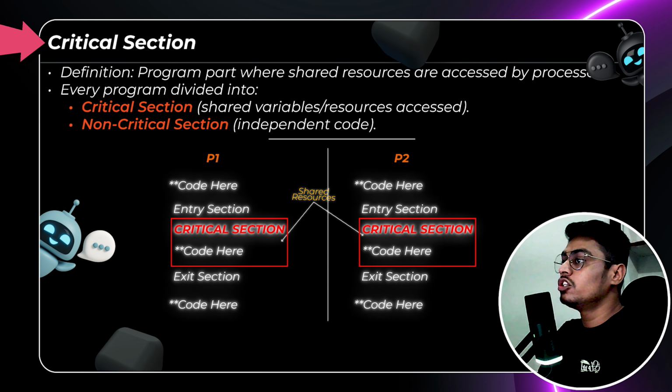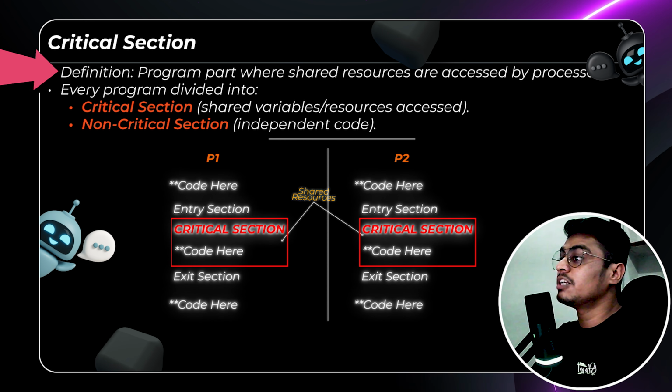Now what is the solution for this race condition? It is the critical section. A critical section is a part of a program where shared resources are accessed by various processes.